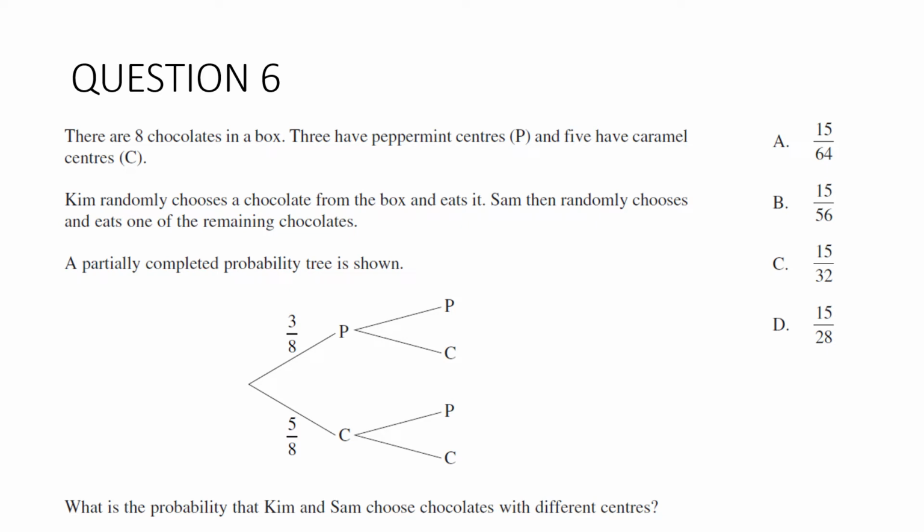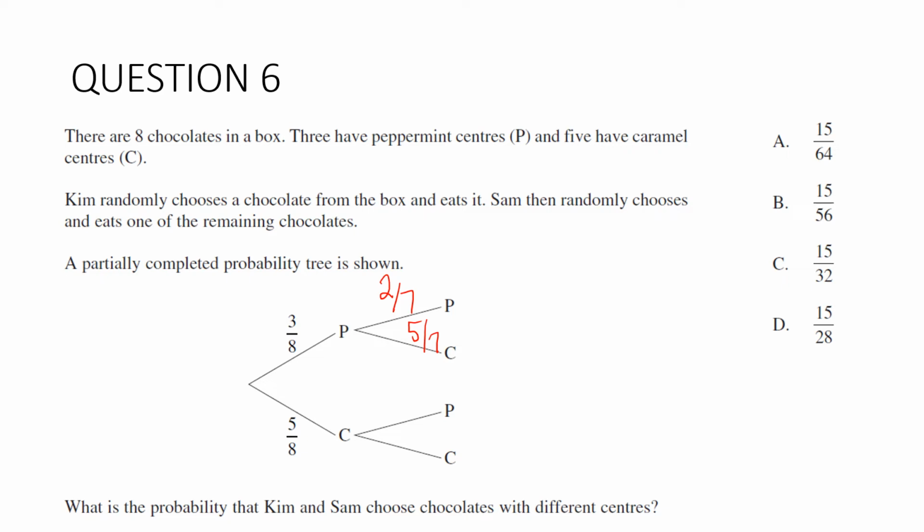All right, let's start by completing this probability tree. Now this is a without replacement experiment because Kim eats the chocolate. She doesn't put it back in the box. That means that we need to consider what has happened before we work out these probabilities. So let's start up here. A peppermint chocolate was chosen, which means there are only 2 peppermints left, but there are still 5 caramel chocolates, and there's only 7 all up. So the probabilities are going to be 2/7 and 5/7. And remember, those 2 numbers have to add to 1.